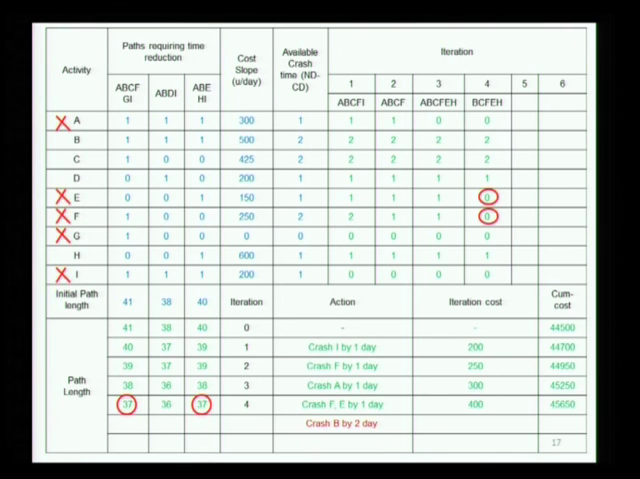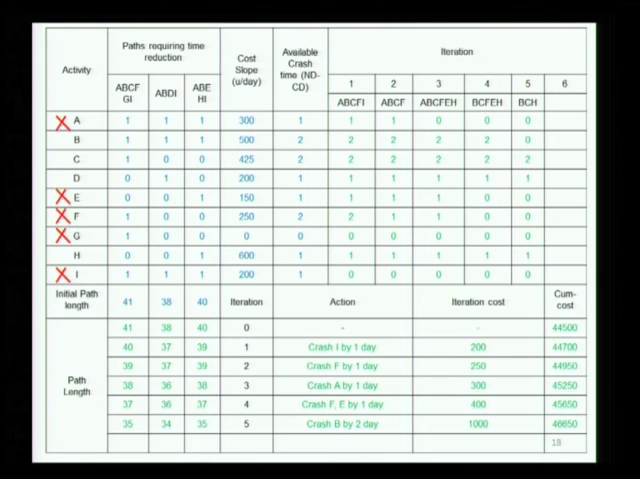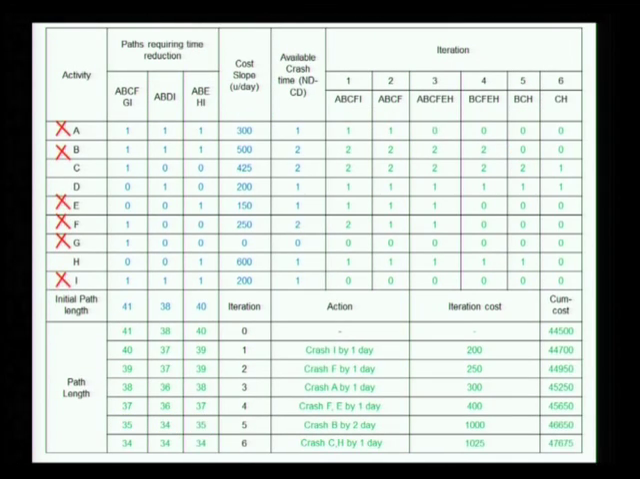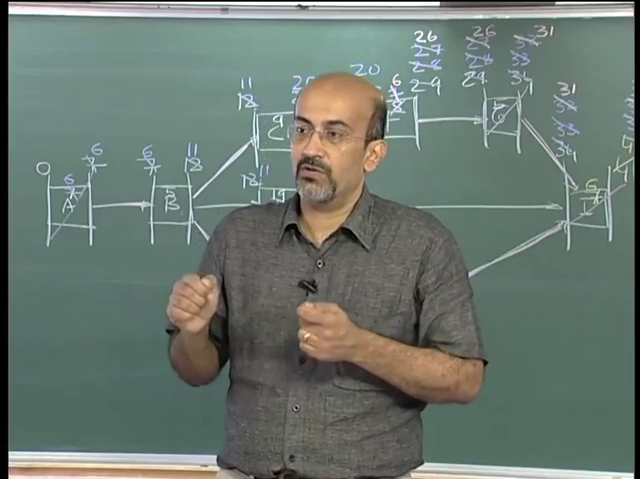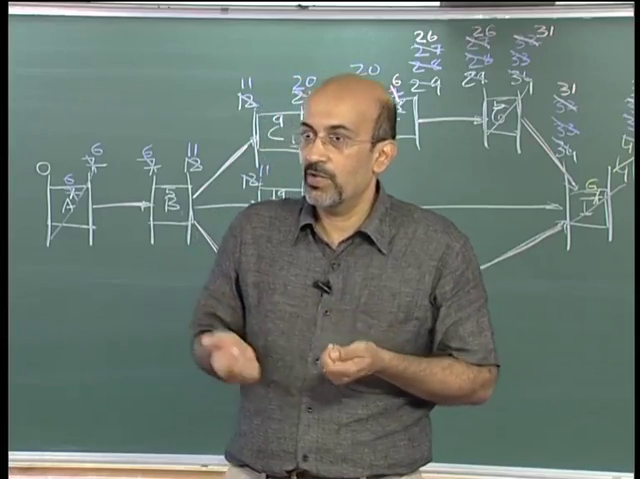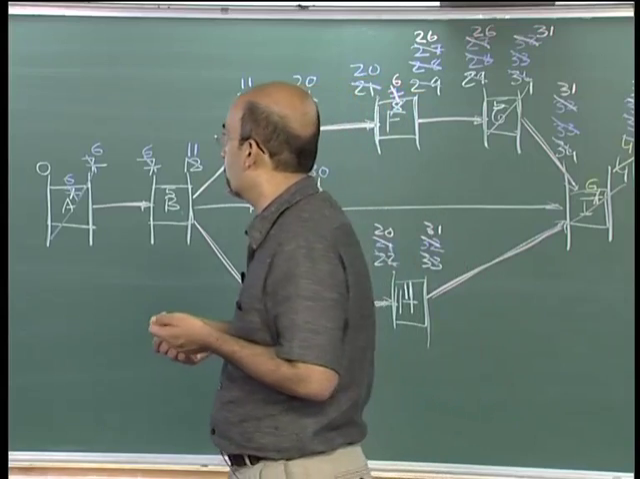Then we crashed B by 2 days and the duration went down to 35, and the final was C and H by 1 day, and we end up with this final table. Okay. So it is basically a systematic way of entering the values as you crash when you are doing it in a manual approach, if the network gets complex.